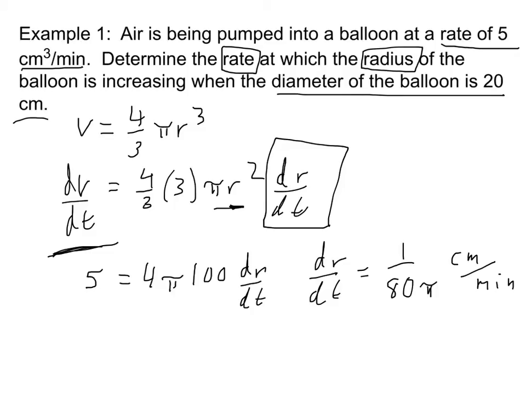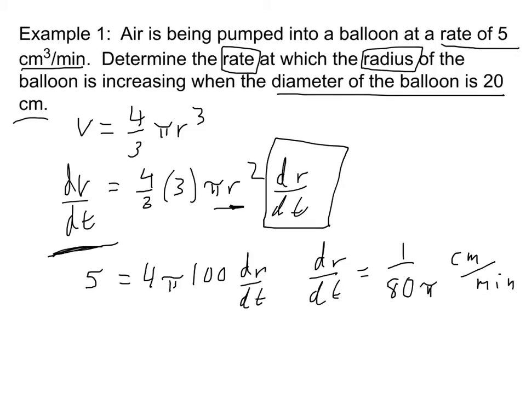Okay, so if the volume is changing at a rate of 5 centimeters cubed per minute, then the radius is changing at 1 over 80 pi centimeters per minute when the diameter of the balloon is 20.